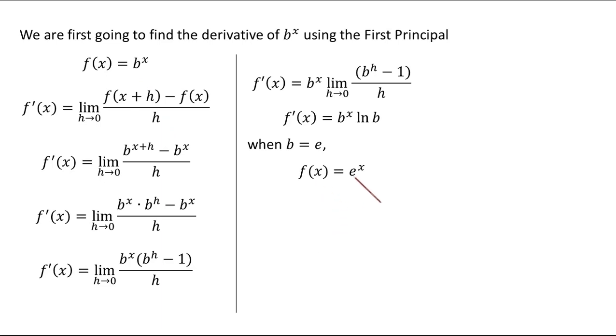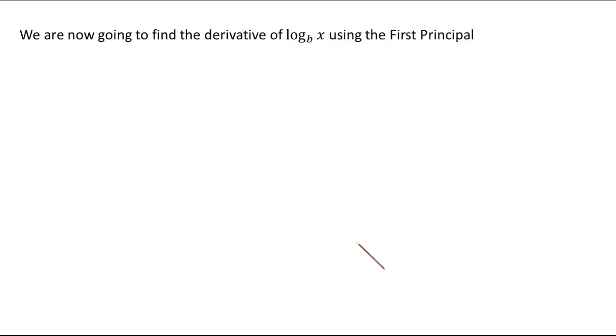The function becomes e raised to x instead of b raised to x. And the derivative of that function will be e raised to x into log of e. And we know log of e is 1. So the derivative of e raised to x will become e raised to x. So e raised to x is a special function where the derivative of it is itself. So e therefore becomes a very, very important number. And remember, the inverse of e raised to x is nothing but the logarithm of x, the natural log of x.